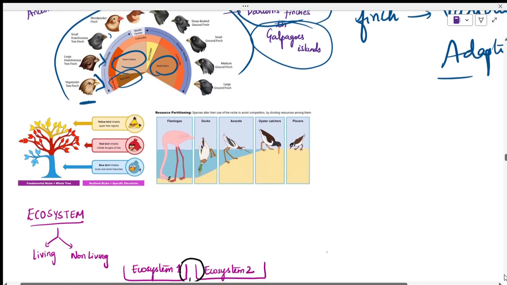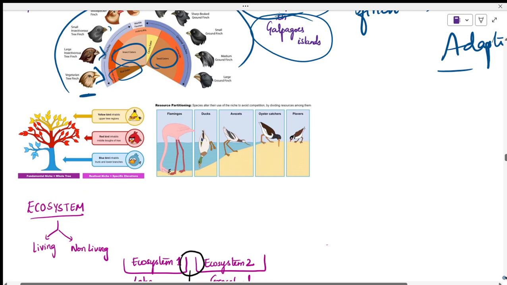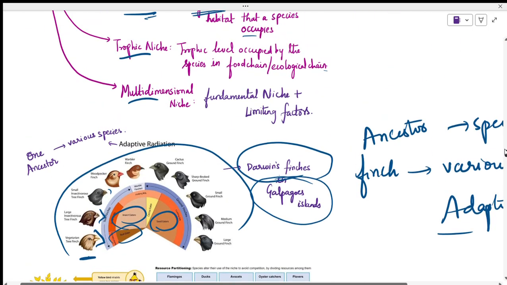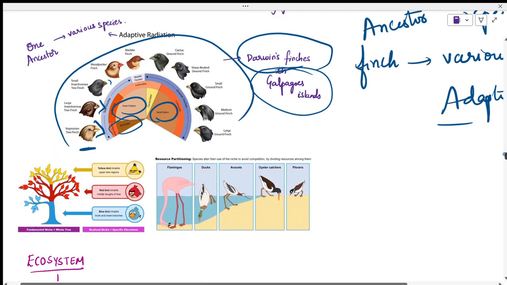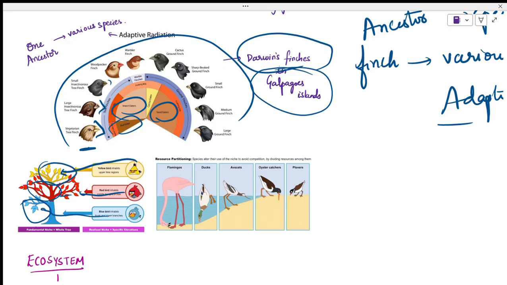So we can see. So this is nothing but what type of niche? Realized niche. So it is represented well with the help of angry birds. So yellow bird will be eating upper region, red bird will be eating here, blue bird will be eating here. So this is realized niche, and this can be an example of resource partitioning.